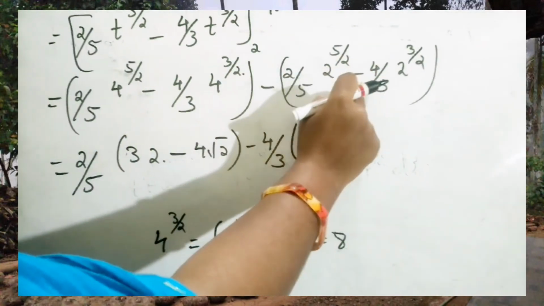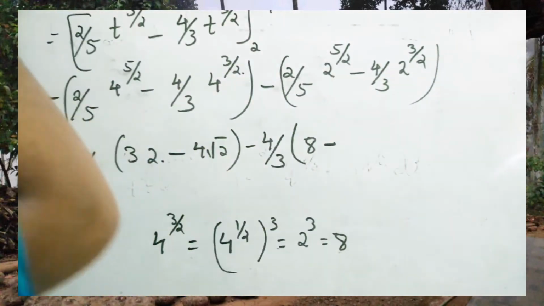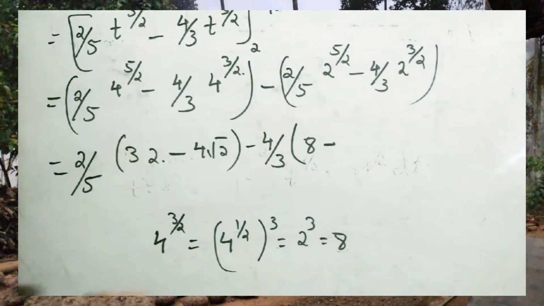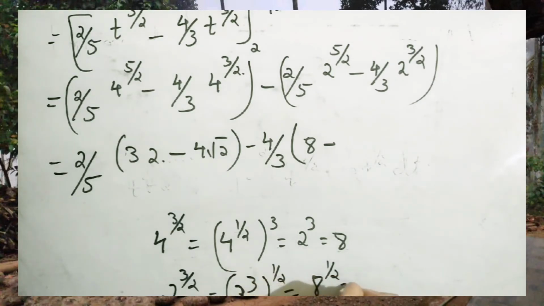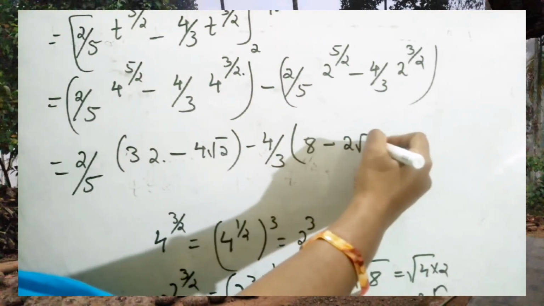And minus minus becomes plus, and I took one negative outside, so I will have minus here. So minus 2 raised to 3 by 2. That we can write as 2 cubed all raised to 1 by 2, that is 8 raised to 1 by 2. Square root 8 we can write as square root 4 into 2. So this is 2 root 2. So minus 2 root 2.